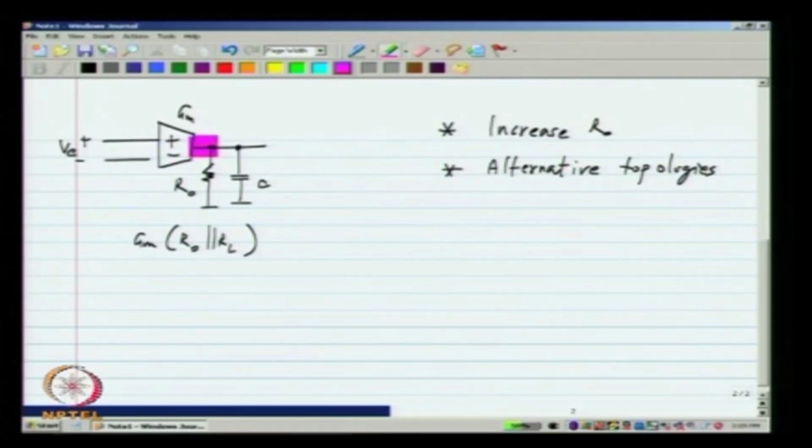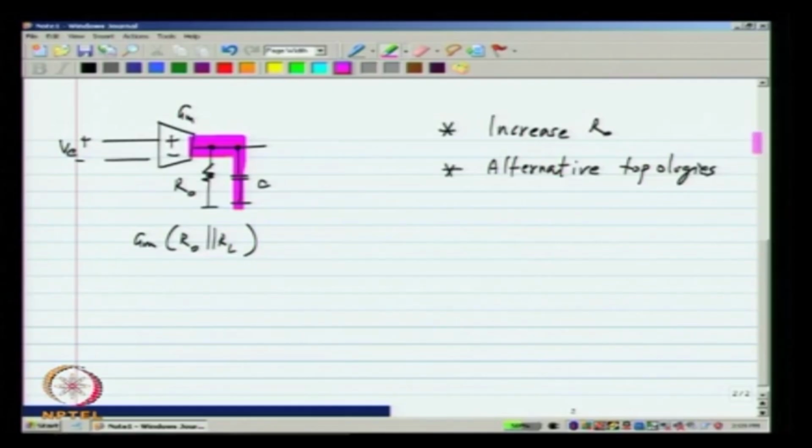Ideally we would have wanted all the current from this transconductor Gm to flow into the capacitor C. Now, what happens is when you have R naught, a part of it flows into it. So, that is why we get a finite DC gain, as opposed to when we had only a capacitor, we would have infinite DC gain and we had an ideal integrator.